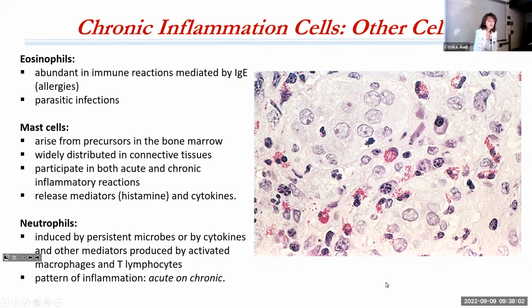Mast cells arise from precursors in the bone marrow. They're widely distributed in connective tissue, and they release mediators and cytokines. They participate in both acute and chronic inflammatory reaction. And you can also see neutrophils. I told you neutrophils are specific, and you see them in acute inflammation, but you can see them also in chronic inflammation. They can be induced by persistent microbes or by cytokines and other mediators. And when you see a lot of polys, or neutrophils, you call that pattern of inflammation acute on chronic.